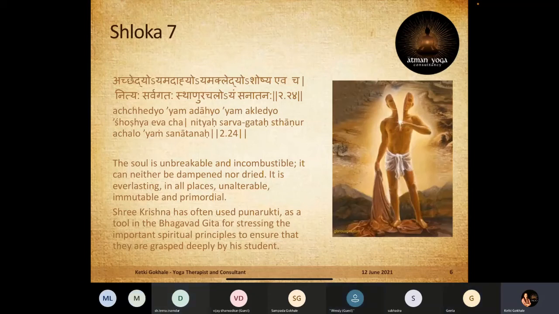Anyone wants to try individually for this shloka? Yeah, I will try. Please tell me your name. Mugdha. Okay. So please repeat after me.